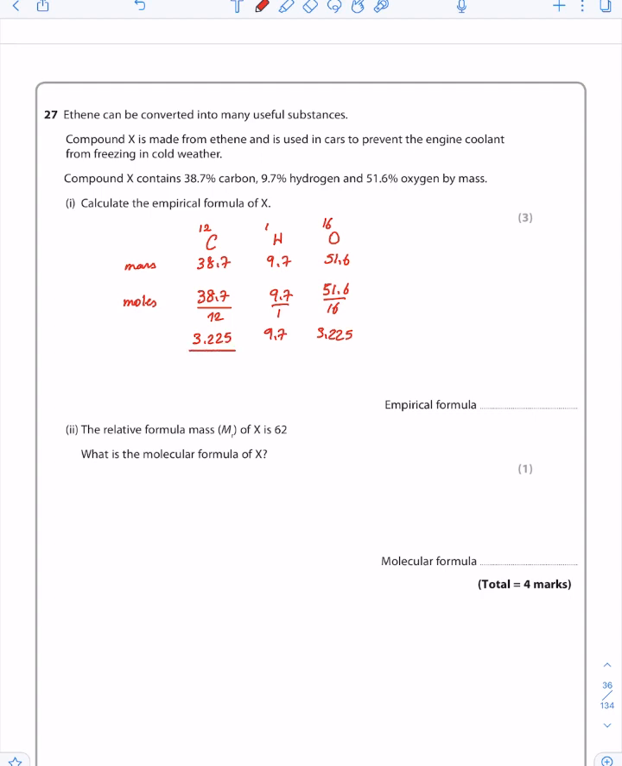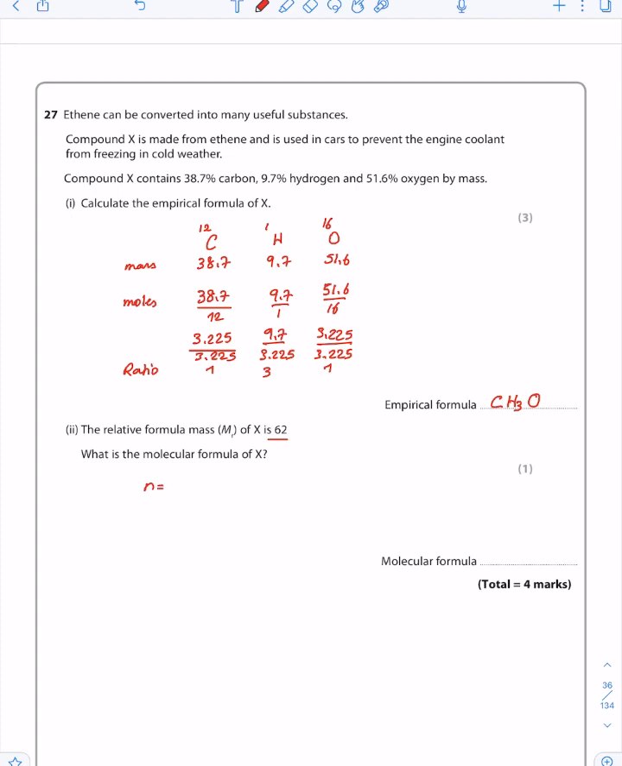هنديفايد على smaller number اللي هو 3.225 عشان نجيب الريشيو، فهتطلع هنا 1 و 9.7 على 3.225 give you 3 و 3.225 على 3.225 give you 1. يبقى كده الامبيريكال formula is 1 carbon 3 hydrogen و 1 oxygen. The relative formula mass of X is 62. What is the molecular formula of X?